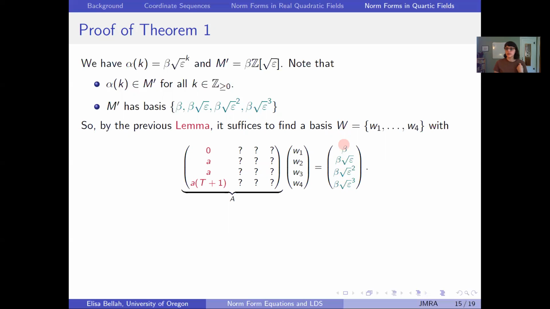So these are the initial conditions of alpha k. And so here, this first column is the initial conditions of my first coordinate sequence. The reason this result is so easy to show is that this vector of initial conditions for alpha k is also a basis for this module. So all you need to do is fill in this matrix A of initial conditions for my coordinate sequences to be a GL4Z matrix.